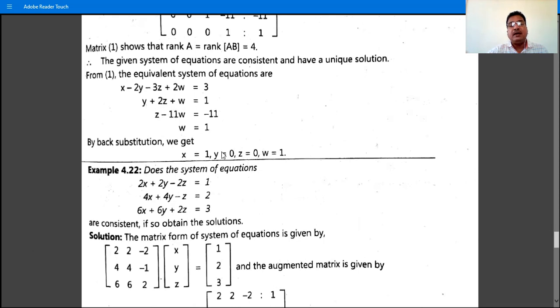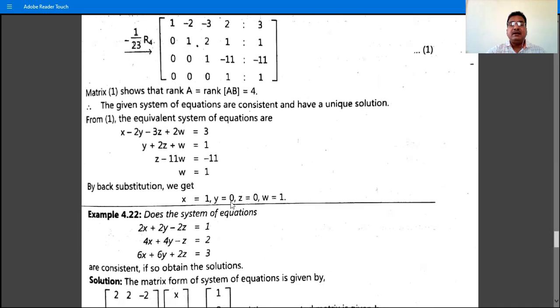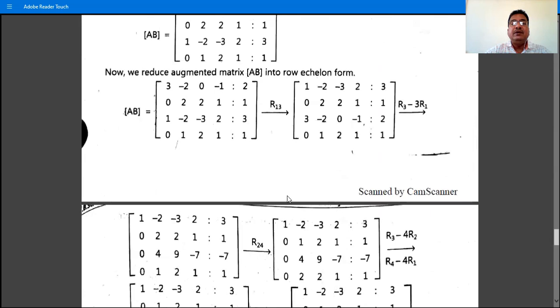We have the value of y, it is equal to 1. And then the values of y, z and w are substituted in the first equation, and we get the value of x as 1. So we have the values by back substitution: x is 1, y is 1, z is 0, and w is 1. And this is the solution of the given system. It is a unique solution, exactly one solution. The value of x is unique, the value of y is unique, the values of z and w are unique, and therefore this is the unique solution.